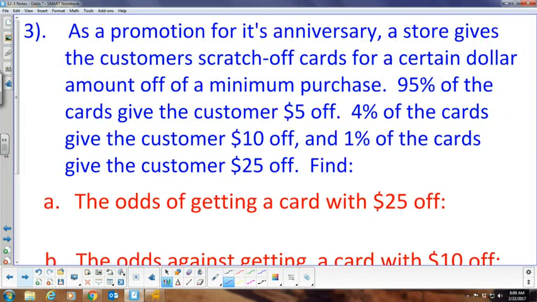So it says, as a promotion for its anniversary, a store gives the customers scratch-off cards for a certain dollar amount off a minimum purchase. Have you seen that before?